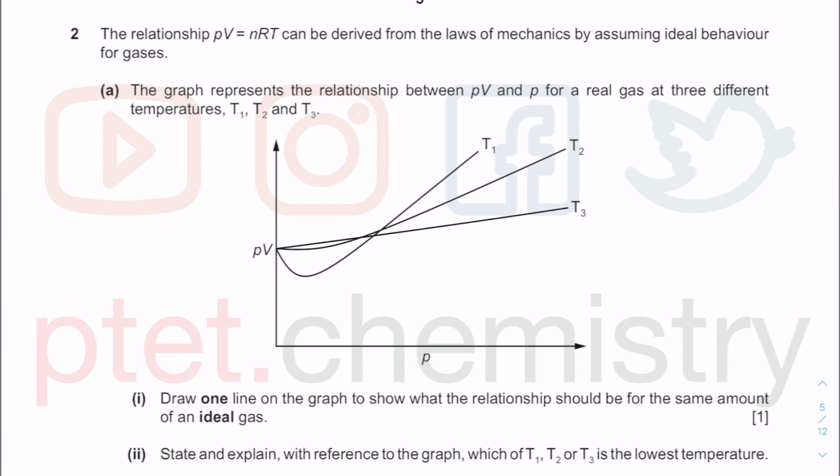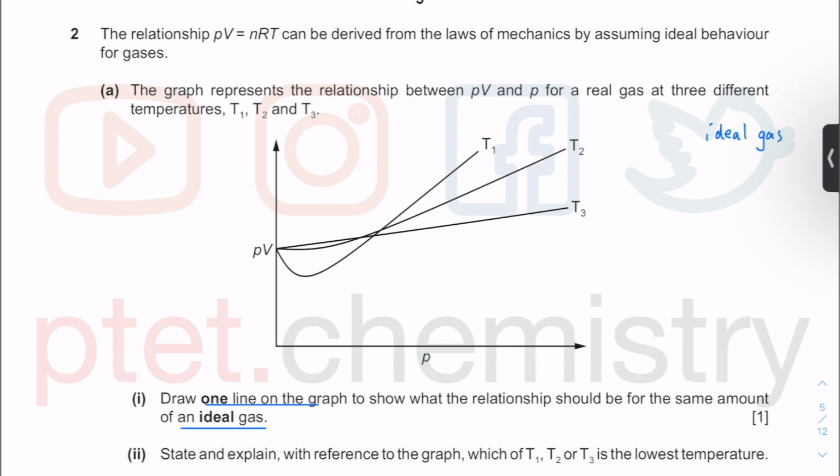In question number 2, we have an ideal gas question, so I can imagine this being the start of the physical chemistry section. The first part here says draw one line on the graph. And what do they expect us to do? The relationship should be for the same amount of an ideal gas.